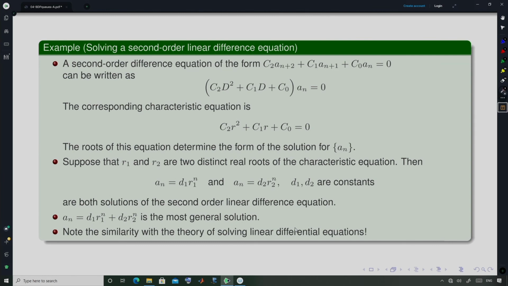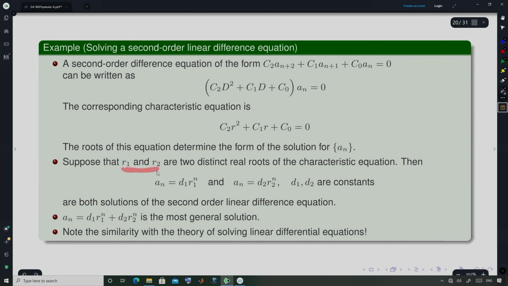We will take a simpler case, the second order case. We have this as the second order linear difference equation, which can be written in this form in terms of the operator. The corresponding characteristic equation is that this must be equal to 0, that is, C2 r square plus C1 r plus C naught equals 0. Now, the roots of this equation determine the form of the solutions for An. What you do in a linear second order differential equation is exactly the same.